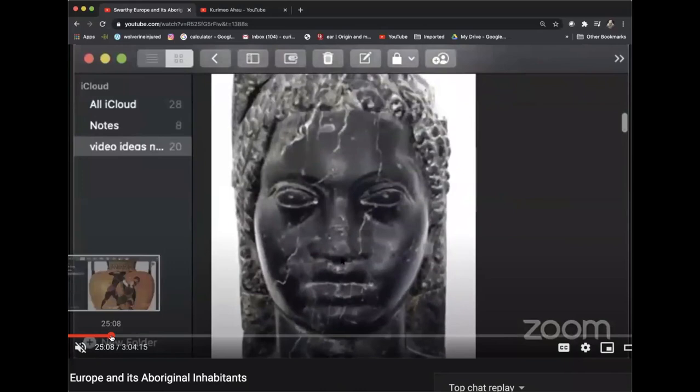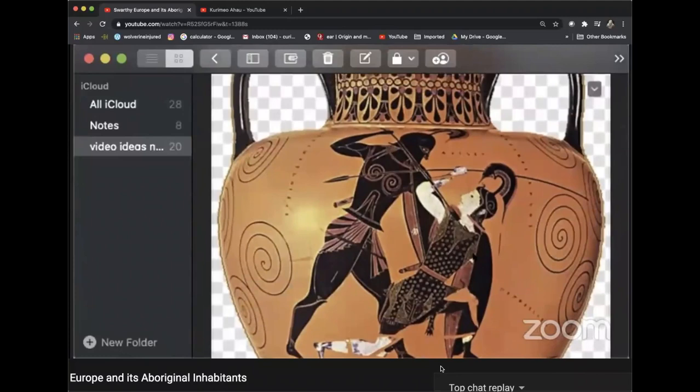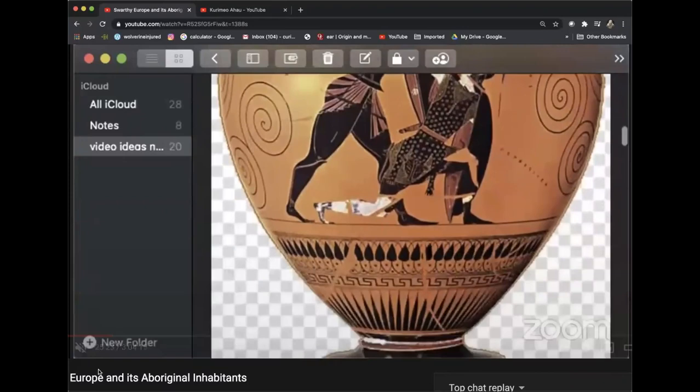And even in the Greek vases, you'll see a light-skinned person and a dark-skinned person. They depicted different people, different complexions. You find that all over the Greek vases, interpreting their gods, Greeks, Hercules, all of them, and it shows their complexion in these Greek vases.